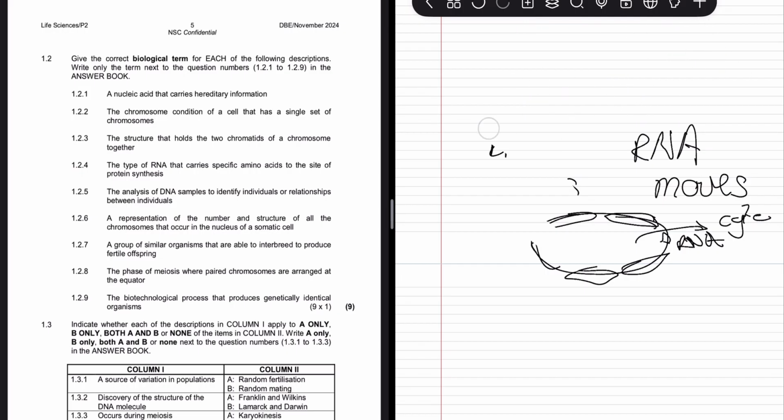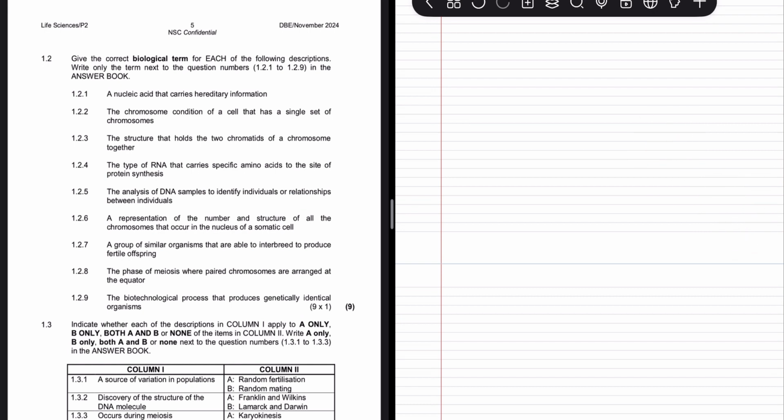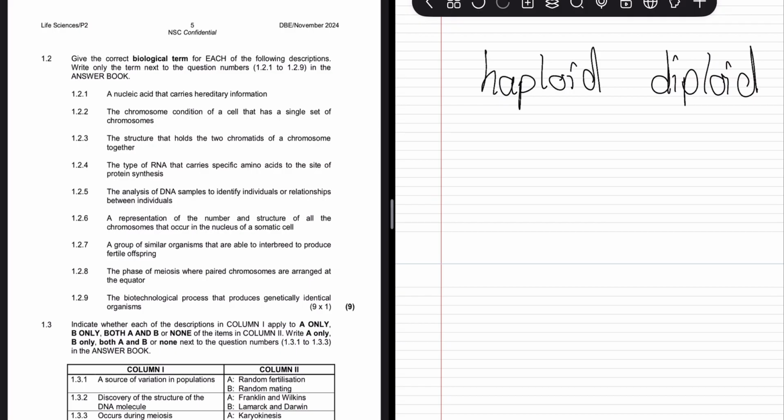So the next biological term would be: chromosome condition of a cell that has a single set of chromosomes. So when we speak of chromosomes, we know that we have haploid and we have diploid. All right, jump into understanding meiosis if it doesn't make sense and where it would be. But basically, if we're speaking of a single set of chromosomes, we'll be speaking of a haploid. And if we're talking about our two, we'll talk about a diploid.